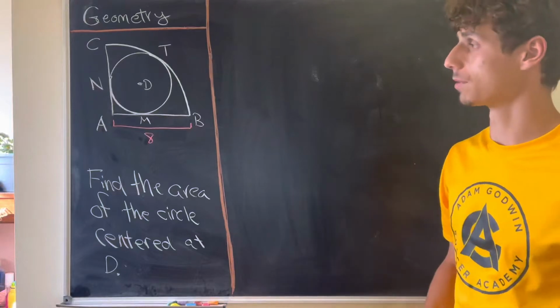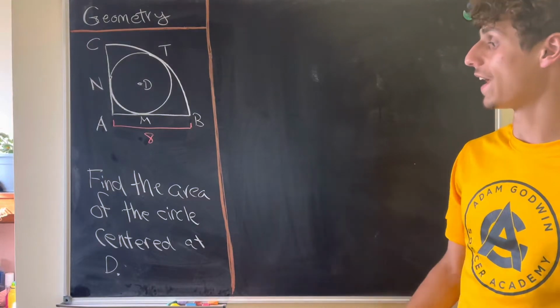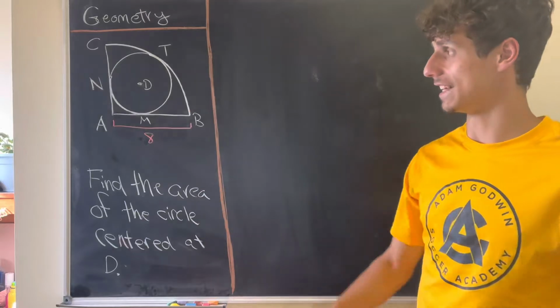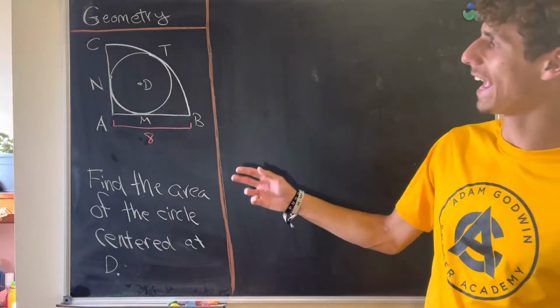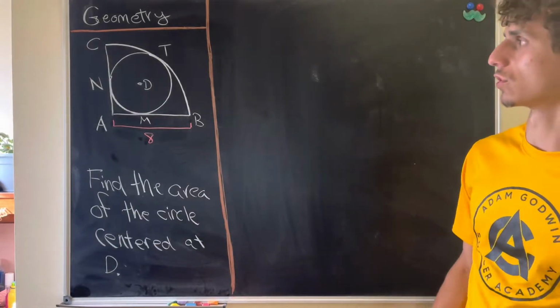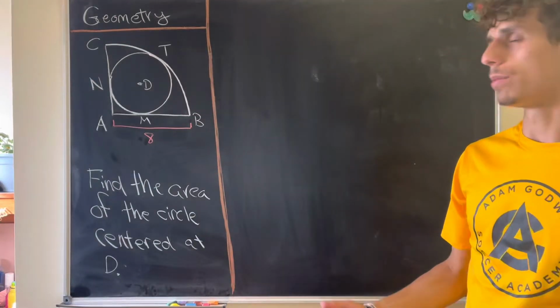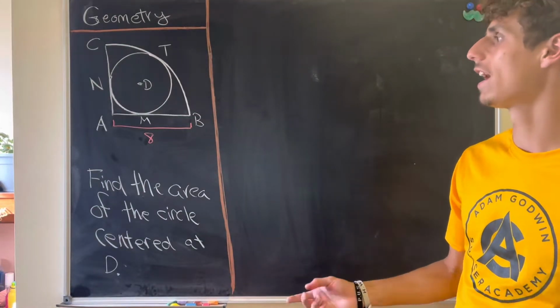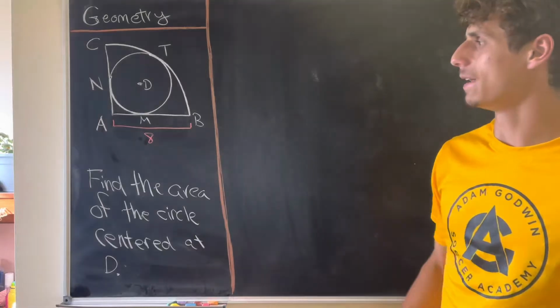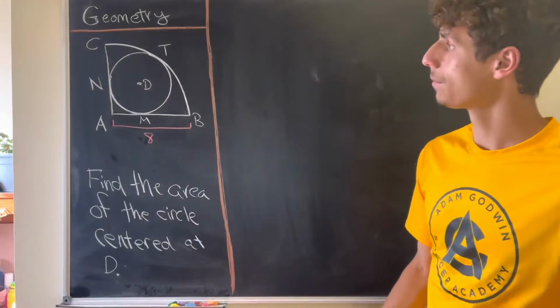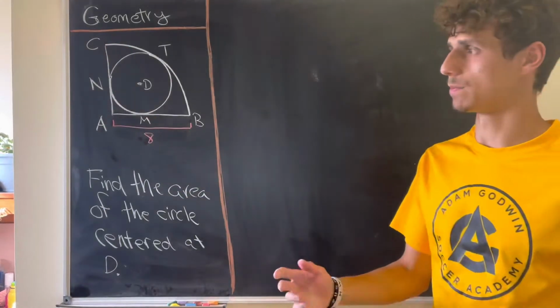Here I have a nice geometry problem for the channel. We're asked to find the area of the circle centered at D, where that circle is tangent to a much larger circle at this point T, but it's also tangent to radii of that circle. We'll call that length AB. It's also length 8. And AC is also a radius of this bigger circle.